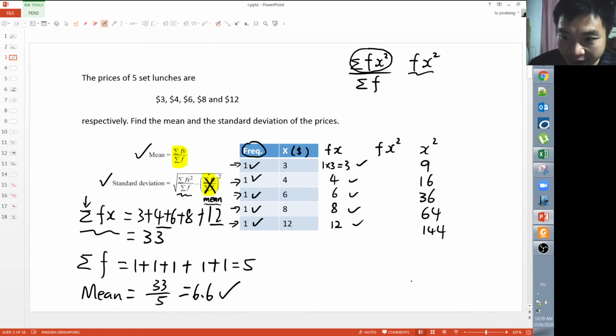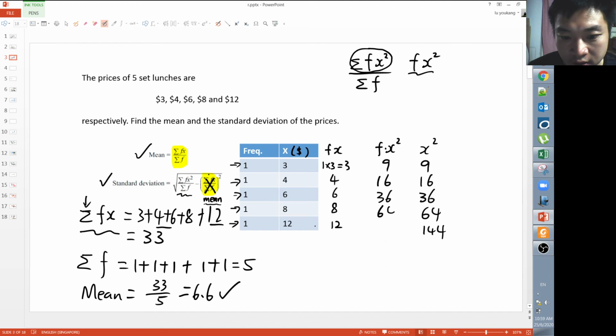Alright, and now you can actually find out your fx square. So fx square is f times x square. Let me just erase some of this first. Your f is 1. So 1 times 9 is 9, that's your fx square. 1 times 16 is 16. 1 times 36 is 36. 1 times 64 is 64. 1 times 144 is 144. Remember, take your f, which is your number here, times your x squared. So you will get another column.